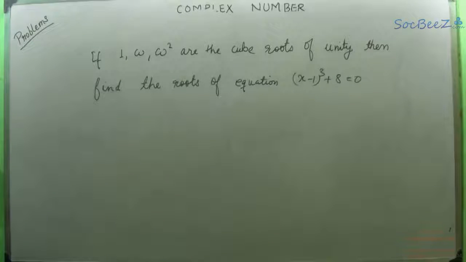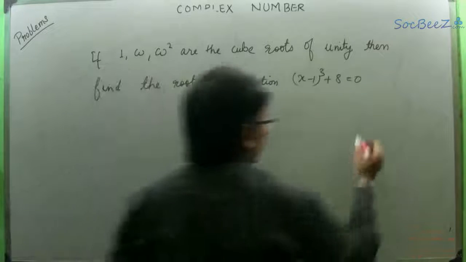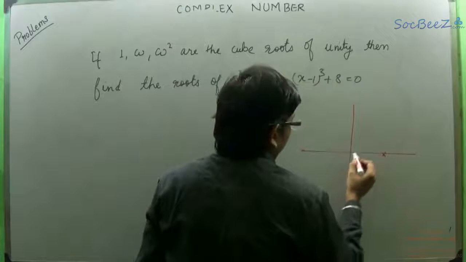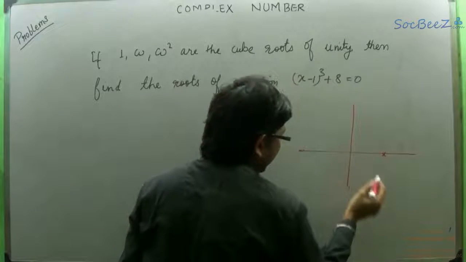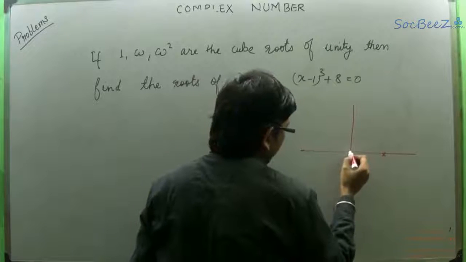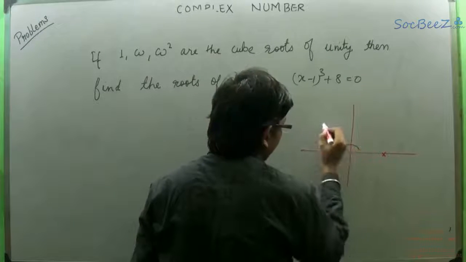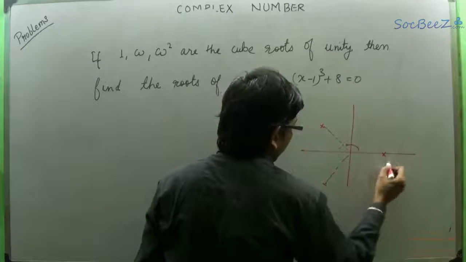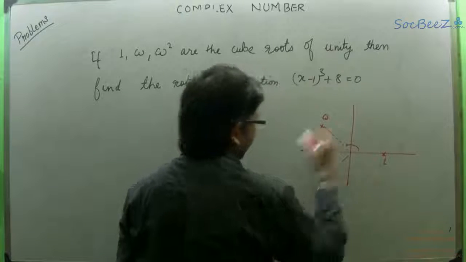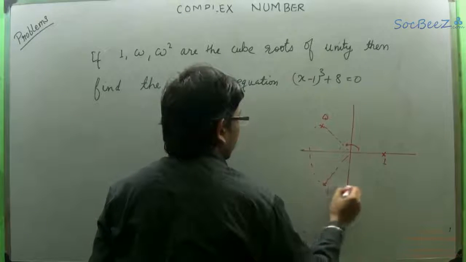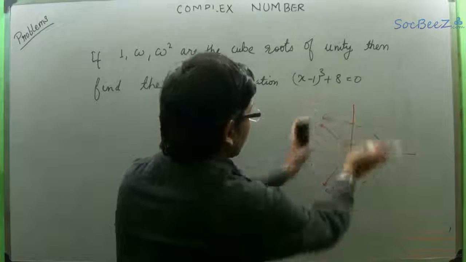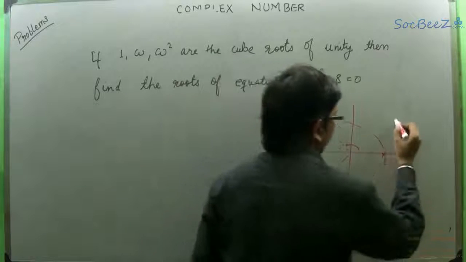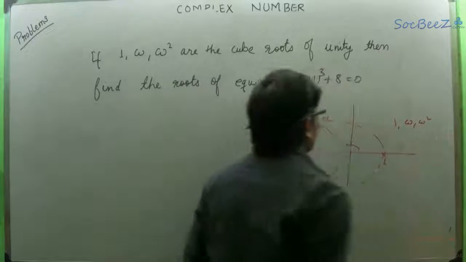Let me change the color. That means 1 is here. If you divide 360 into 3 parts, that is 120 angle, this 120 angle, this is omega, and again 120 angle, this is omega square. So 1, omega, omega square. These are the 3 complex numbers, right? Which also lie on a unit circle. Which are the cube roots of unity? That is 1, omega and omega square.